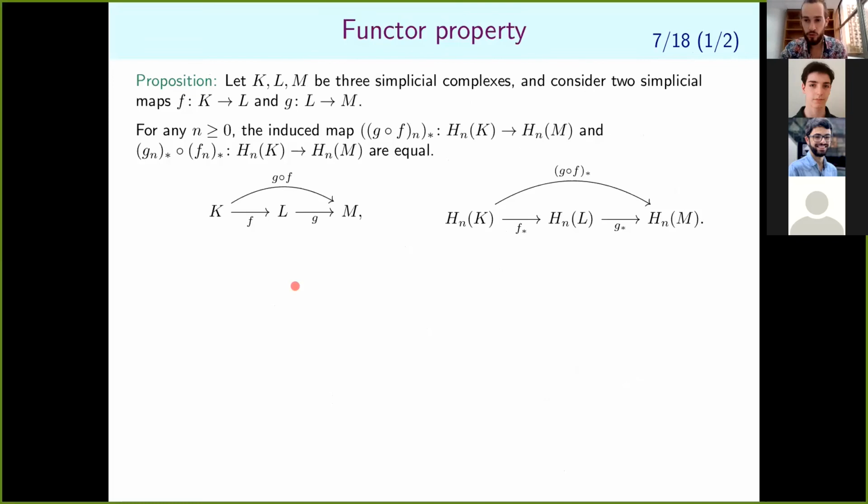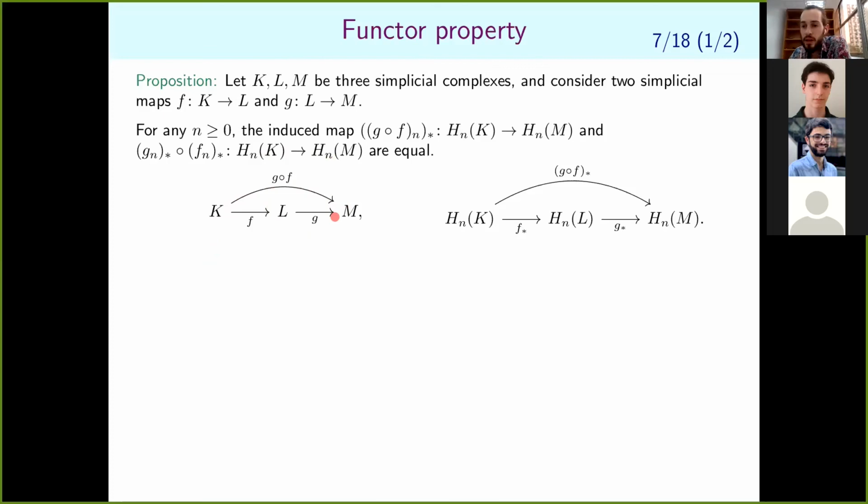We can transform maps between maps. I can transform a simplicial map into a linear map. And there is this property, very important, that is called the functor property. It says the following. Take three simplicial complexes, K, L, and M, and consider two simplicial maps, F from K to L and G from L to M. Okay. This is this drawing here. I have this map, and this map.